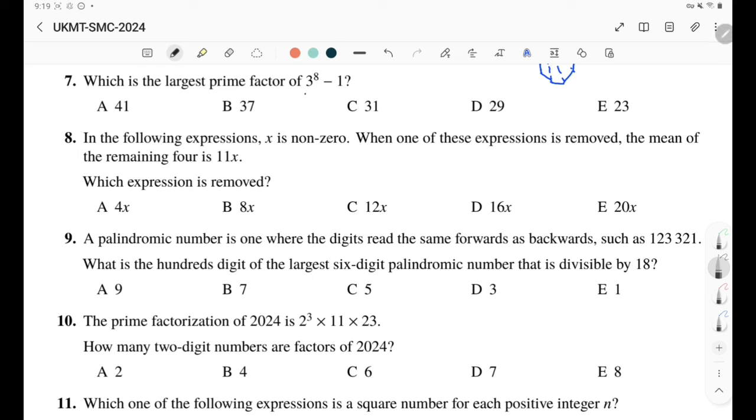This is pretty easy because you have a power of 2 here. You can always use the difference of two squares. First of all, it's going to be 3 to the 4 plus 1 times 3 to the 4 minus 1. Then this one we can repeat the same trick again: 3 squared plus 1 times 3 squared minus 1. Of course, 3 squared minus 1 is just 8. And 3 squared is 9, and this one is 10.